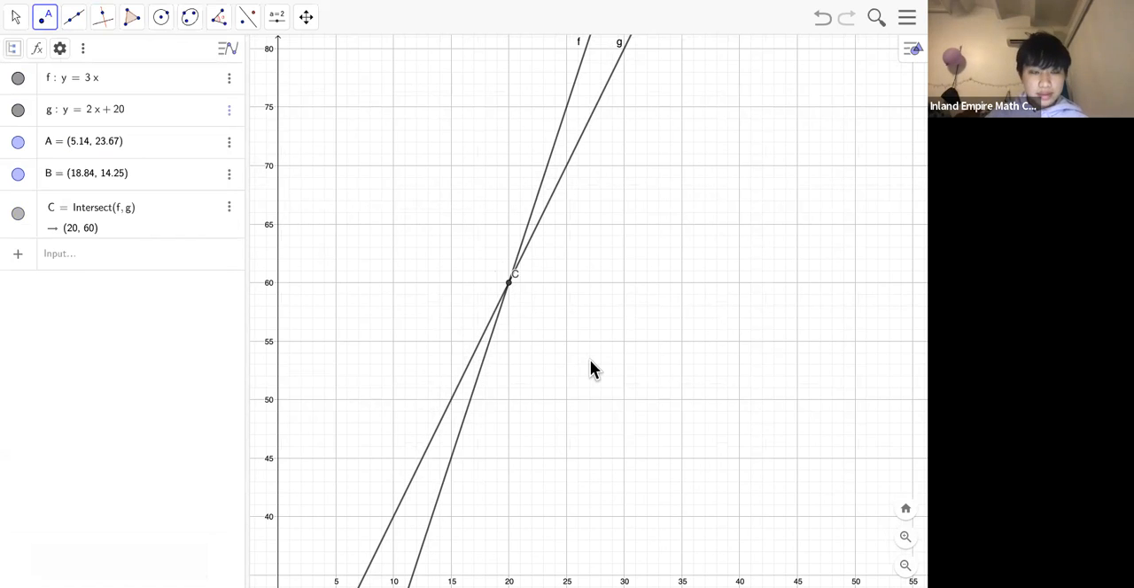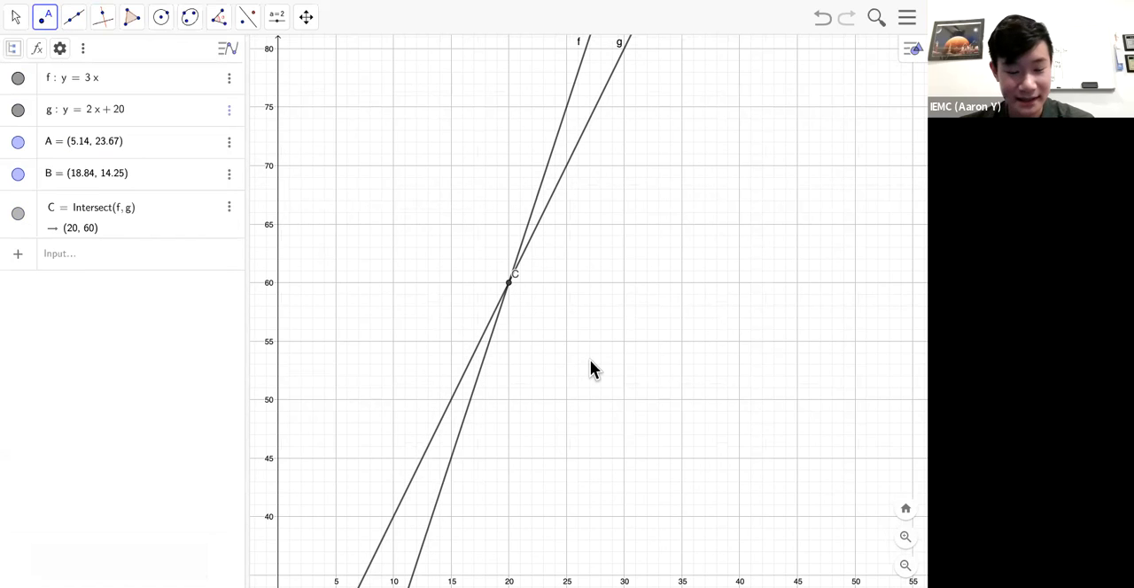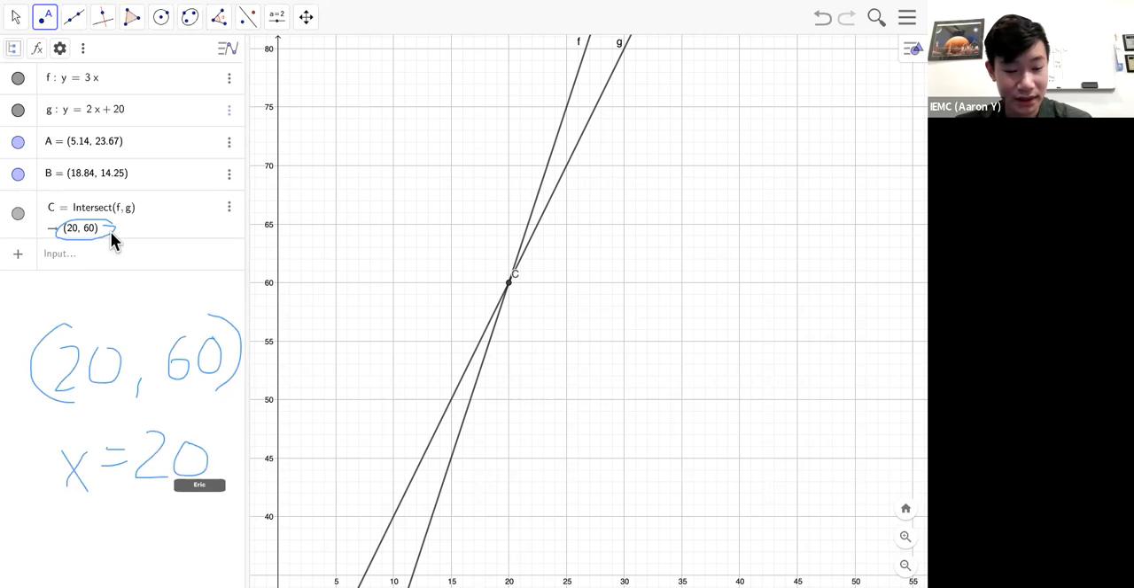So we've drawn the 2 lines and we see that they meet at point C. At point C, which has an x and y coordinate because it is a point, the x coordinate is 20 and the y coordinate is 60. So what does x represent in this scenario? It represents the amount of seconds that have passed since the race began. And what does 60 represent? It represents the amount of meters that both of them have traveled since the race started.